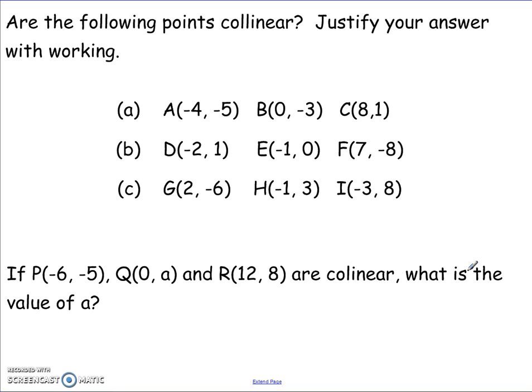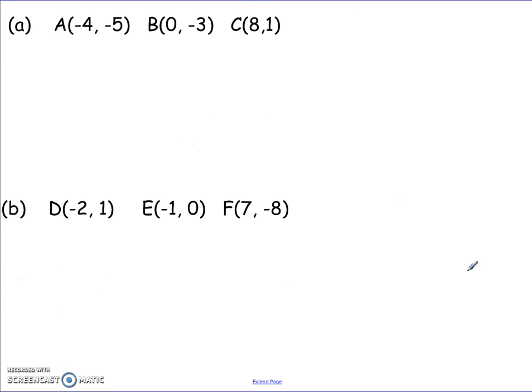First one, are the following points collinear? Justify your answer with working. So I gave you 3 sets of points in 3 different questions, and I wanted you to prove if those points were collinear and show the working to do so. And then the second question was, if P is (-6, -5), Q is (0, a), and R is (12, 8), and they're collinear points, what is the value of a? How would we approach that? So let's have a crack at these ones then.